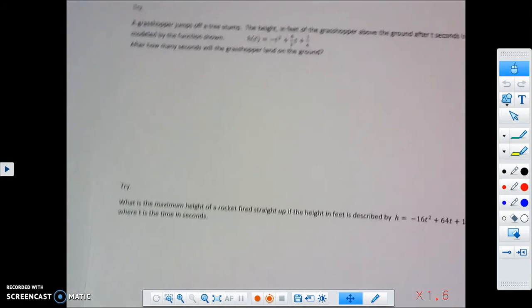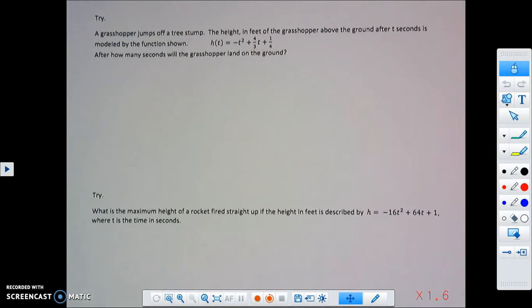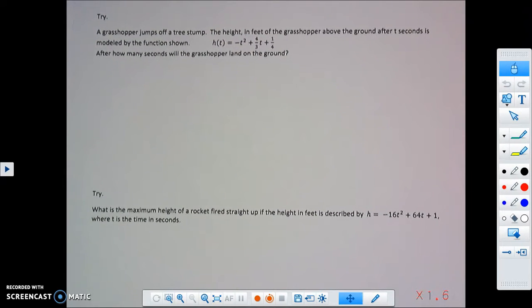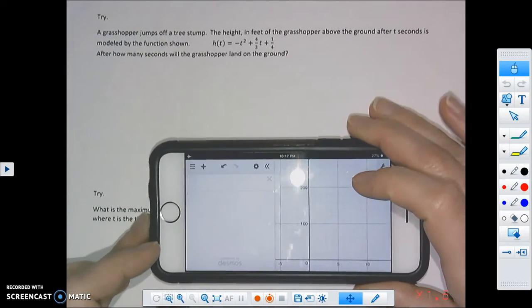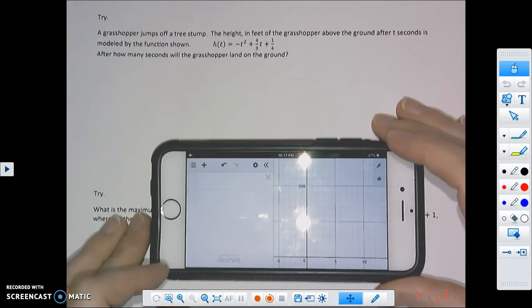The second example that we have here is one for you to try. So if you feel as though you want to try this one, pause the video and try it on your own, you can feel free to do that. Let's take a look at this one.